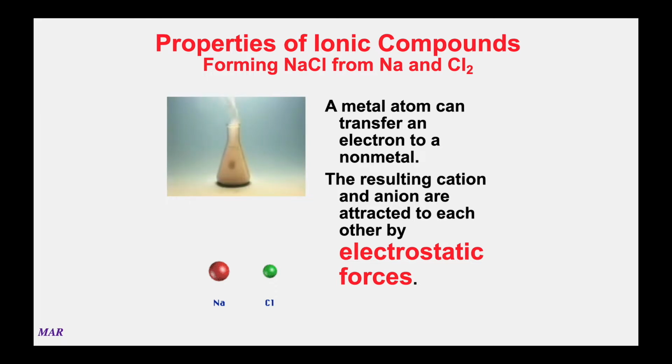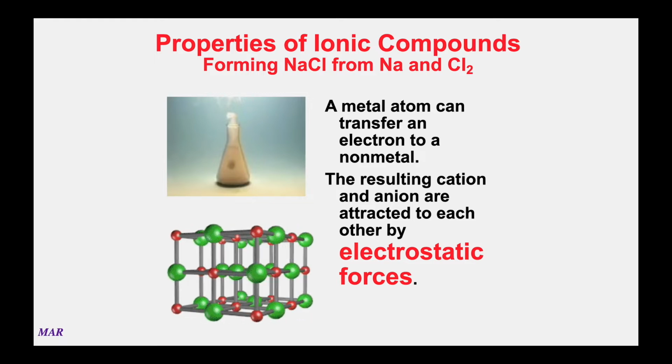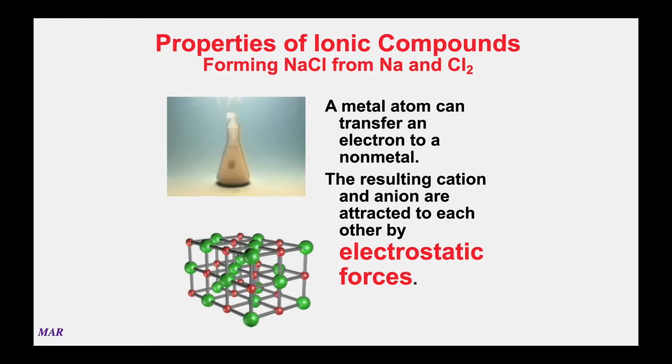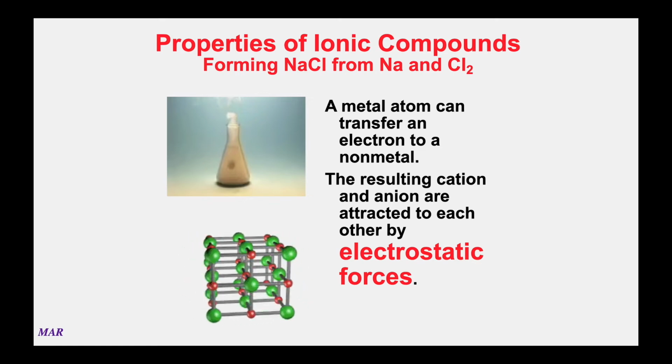The reaction produces sodium chloride. When sodium and chlorine react, the sodium transfers an electron to the chlorine, forming oppositely charged ions. Although the compound has no net charge, its component ions of opposite charge attract each other to form ionic bonds. In turn, these ions are attracted to others, and an ionic solid called a crystal lattice is created.